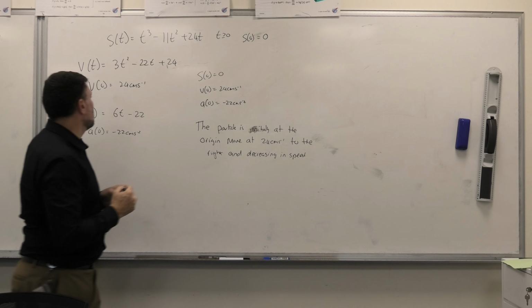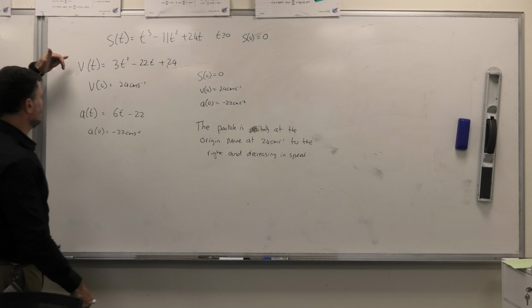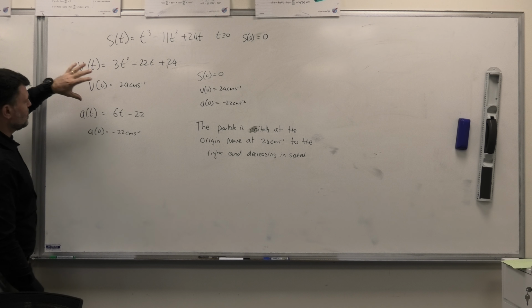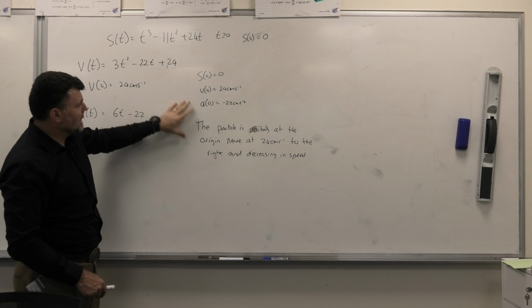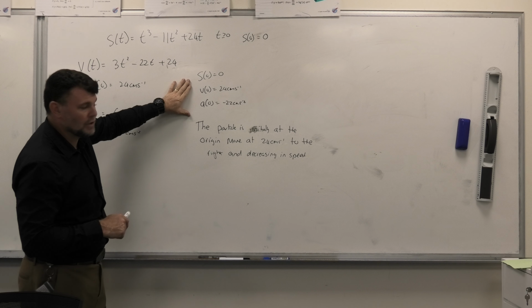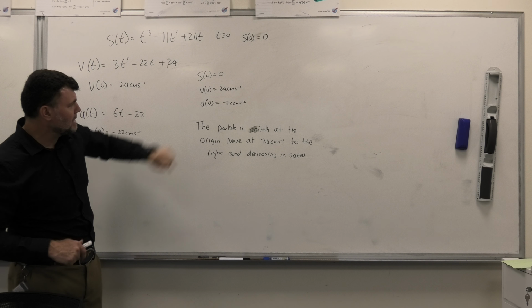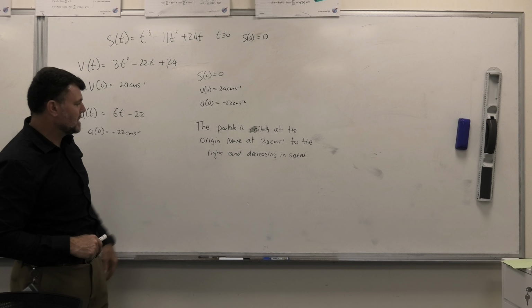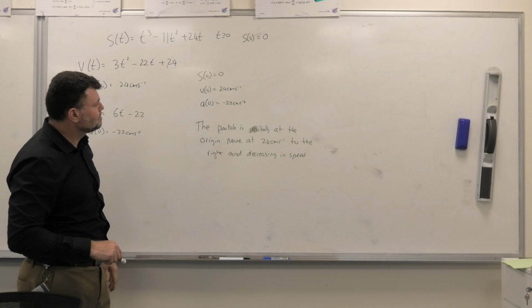So that's the first part of this question, part A, describing the initial conditions. I have to find the functions, evaluate each of those by replacing t with 0, and then explain what's happening at that exact point. At that exact point, it's at the origin, it's moving to the right at 24 centimeters per second, and it's decreasing in speed because these two signs are different.